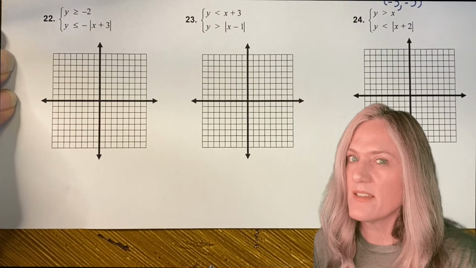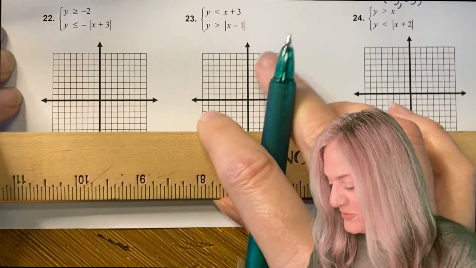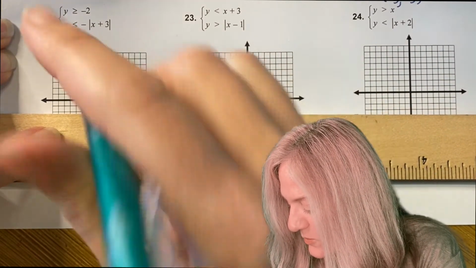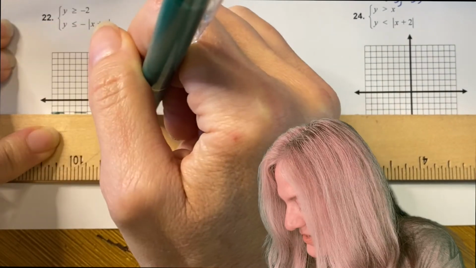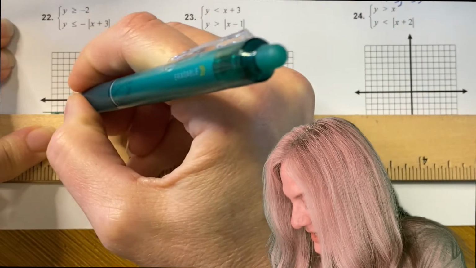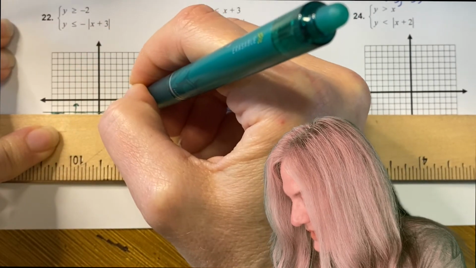y greater than or equal to -2. Well, there's our wonderful horizontal line through -2, cuts through the y-axis, y greater than or equal to. So I'm actually going to make a solid line there and shade up because greater than.